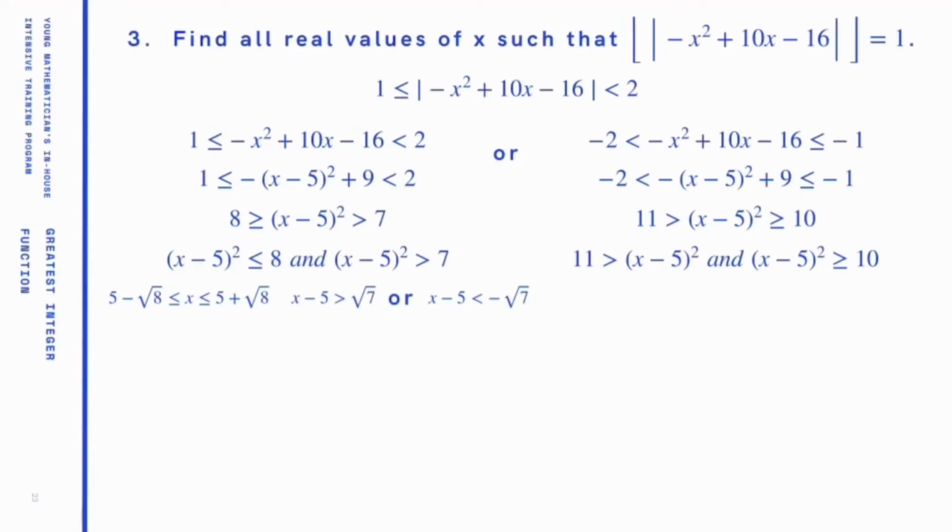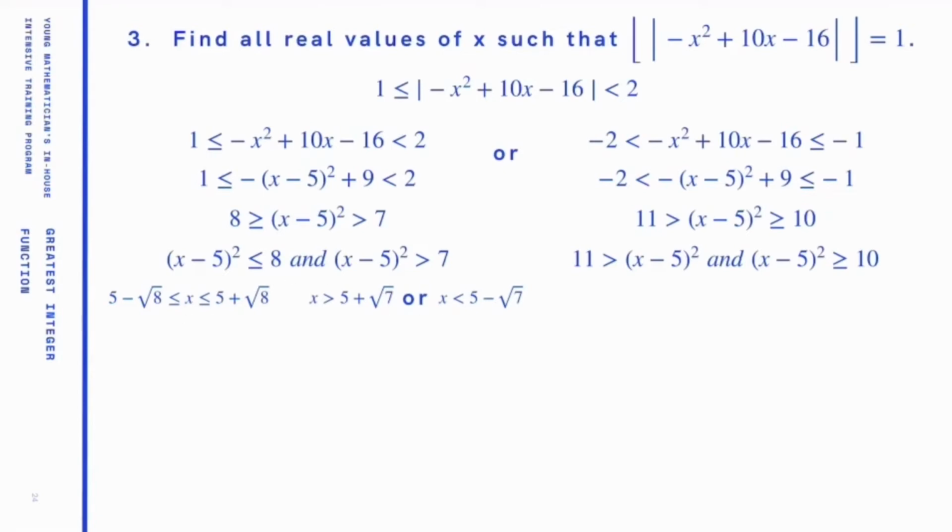Now solving for x, that is adding 5 to both sides of both inequalities, we get that x is greater than 5 plus square root of 7, or x is less than 5 minus square root of 7. So now the solution for this side, for the left side, noting that there's an "and" here, so it must be the intersection of the following inequalities. So now we try to graph them on the real number line.